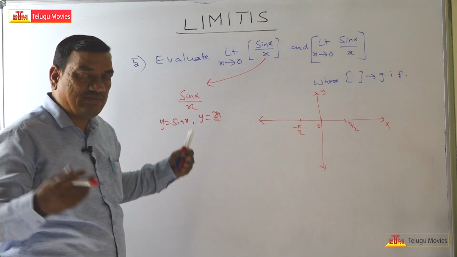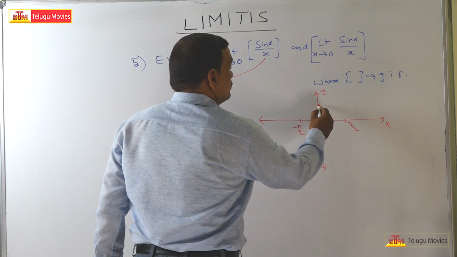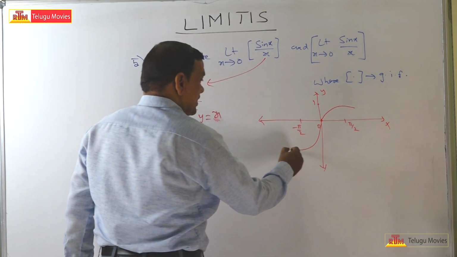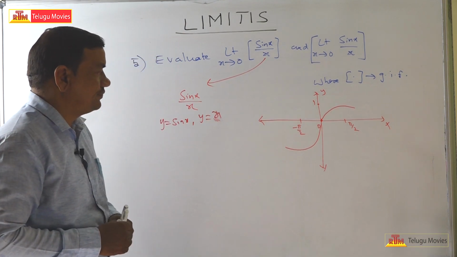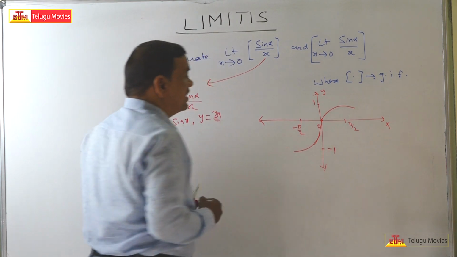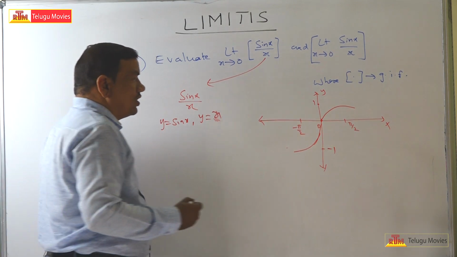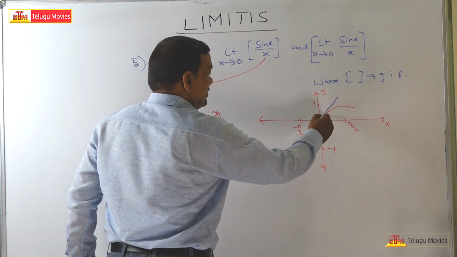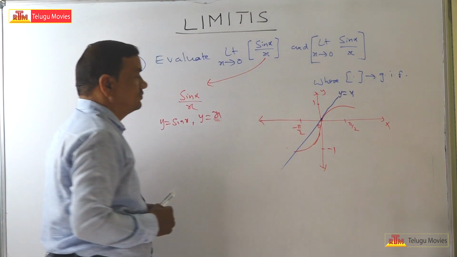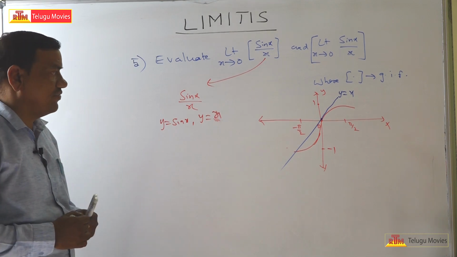As x approaches 0, we know that sin 0 is 0. Here it is 1, at sin pi by 2. Again it comes down like this up to minus 1. That is the graph of y is equal to sin x. Now y is equal to x. That is a straight line passing through the origin making 45 degrees with the x axis.